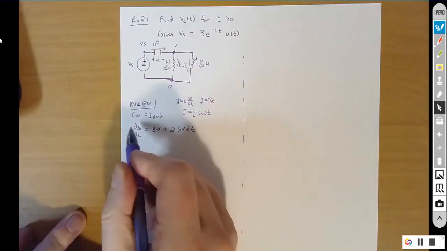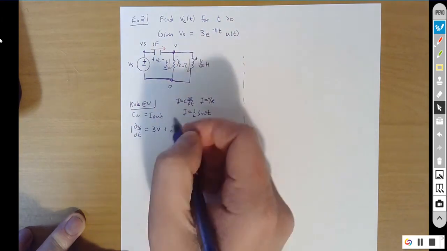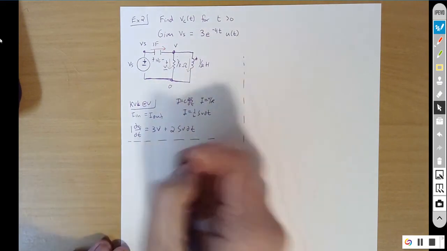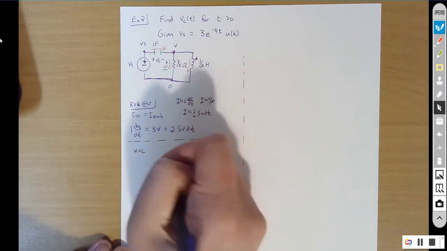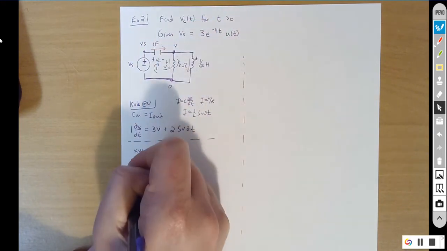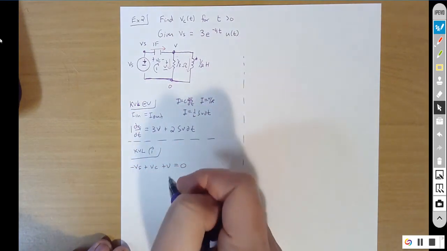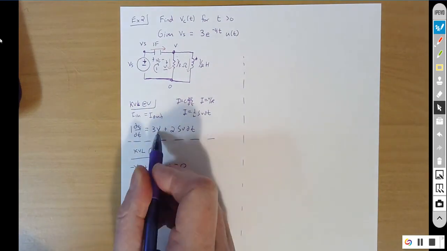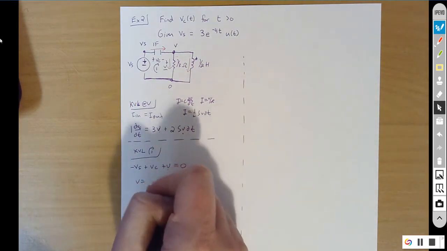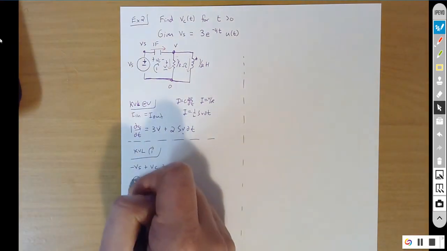I want to get all of this in terms of one variable, ideally V of C, the voltage across the capacitor. So I need to do a substitution. For that, let's do a quick KVL around the loop here. Minus Vs plus Vc plus V equals 0. I want to sub out V, so I solve this for V. V is equal to Vs minus Vc. That's the one I'm going to sub into this equation.